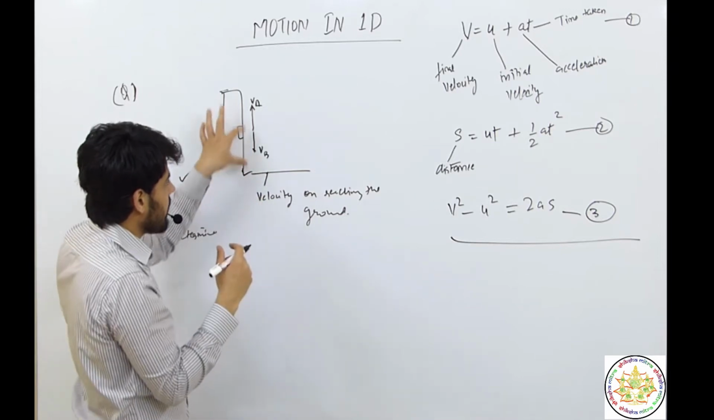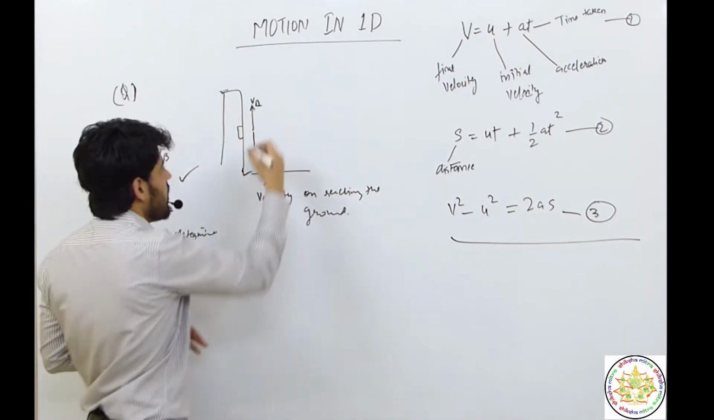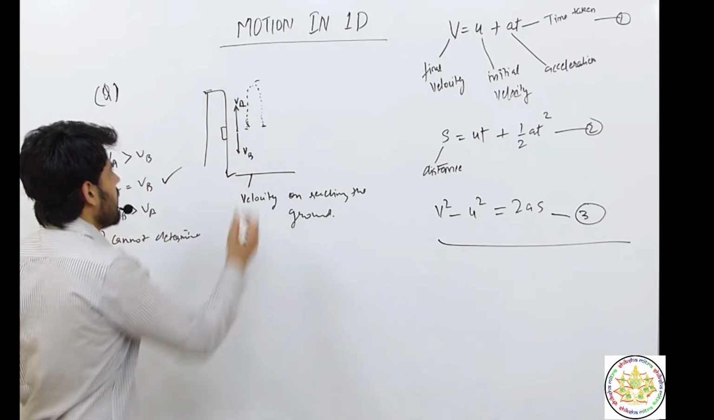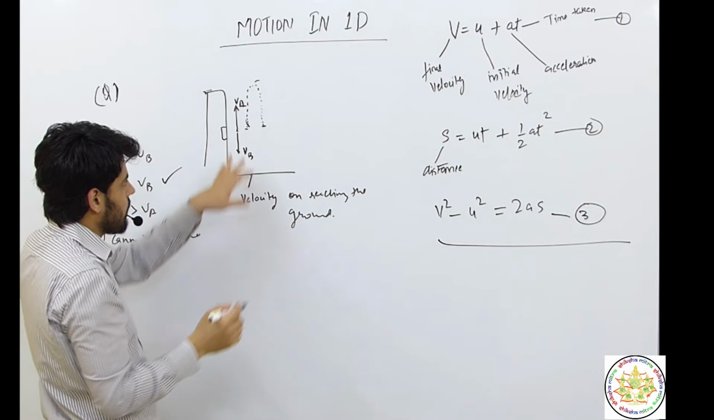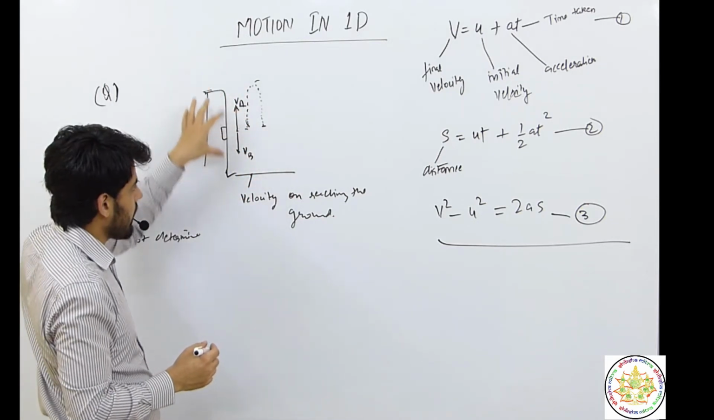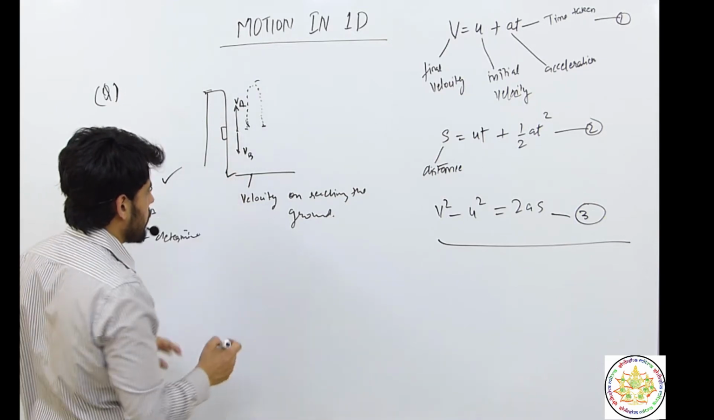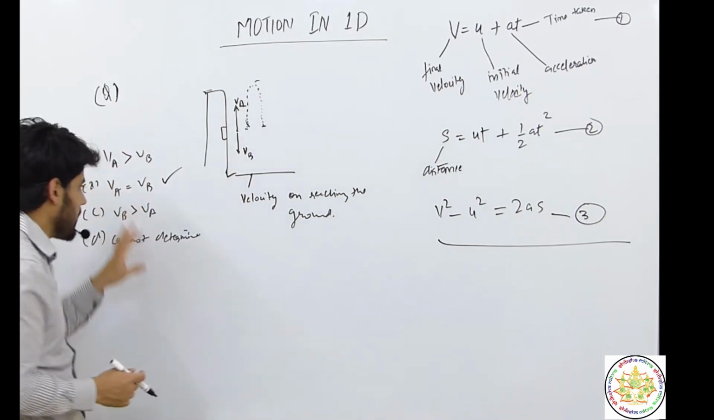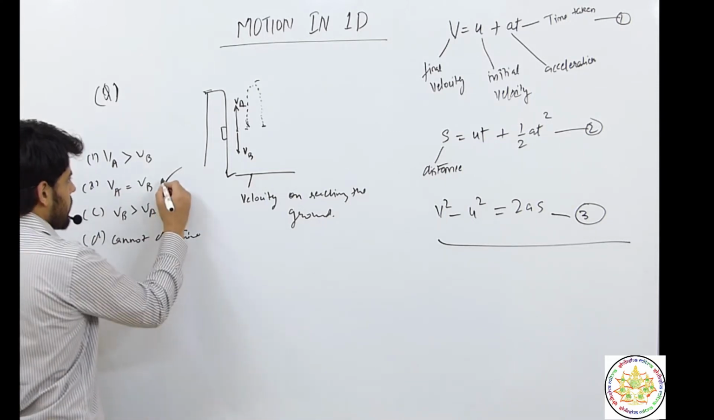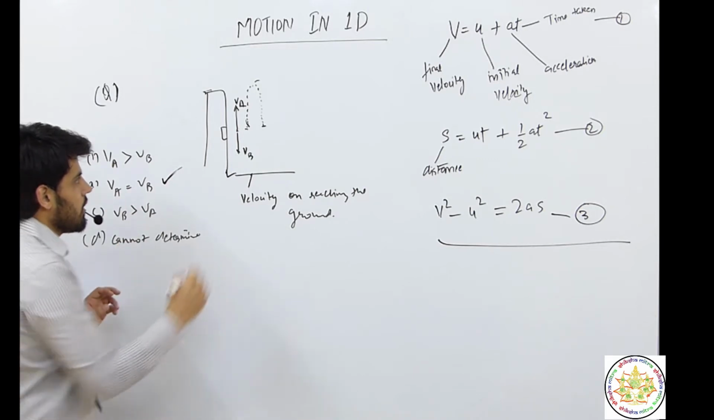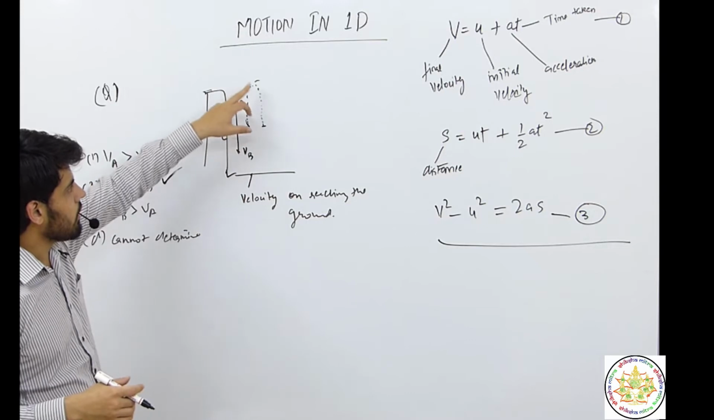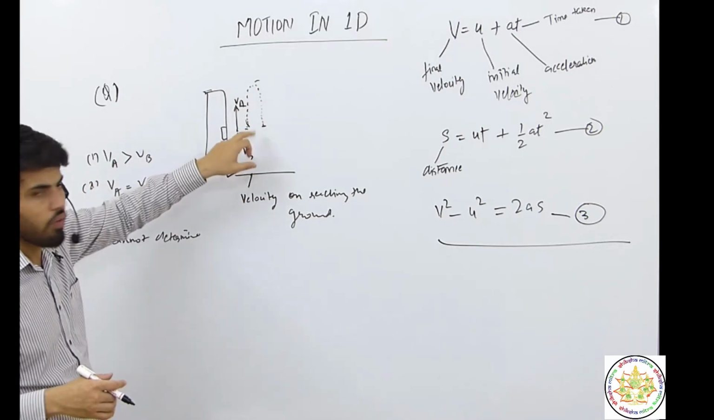We are assuming that initially both the velocities are the same, VA equals VB, but the scenario is different. Object A is thrown vertically upward with the same speed at which B has been thrown downward. It is asking what the velocity is on reaching the ground. Many students will take the wrong answer, but the correct answer is this, because there is no misconception. You don't have to think that if the object is thrown upward, then when it comes down it would gain more velocity.